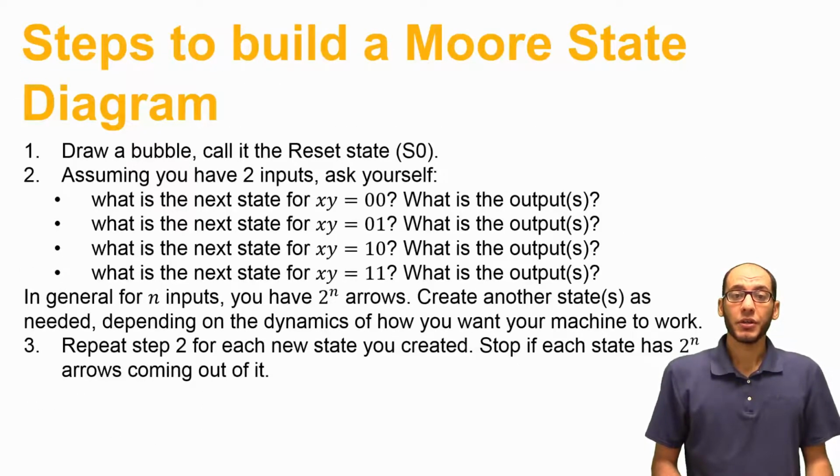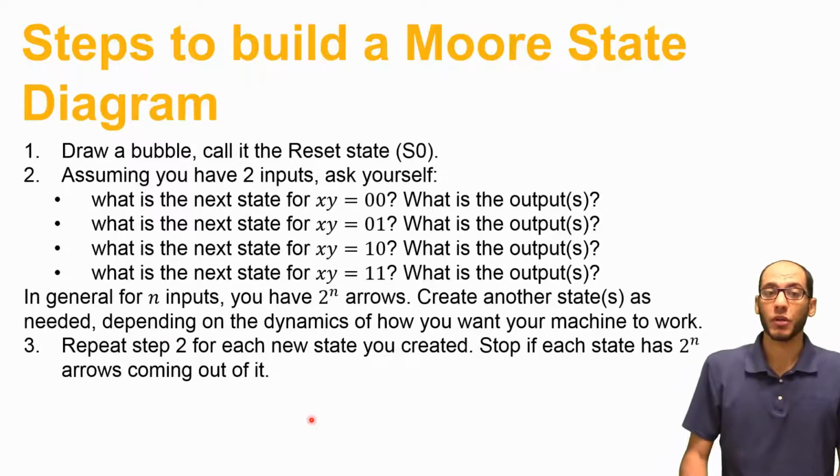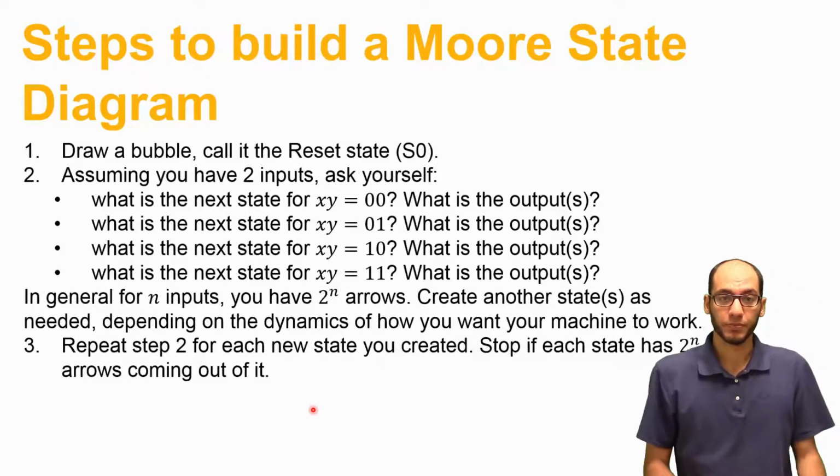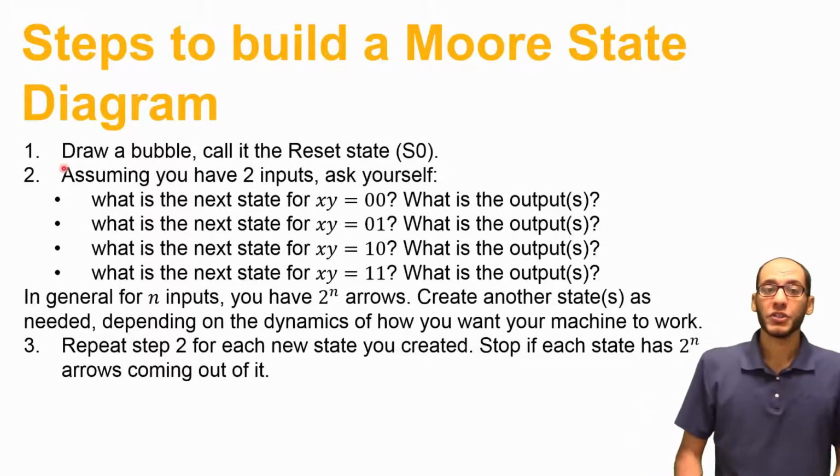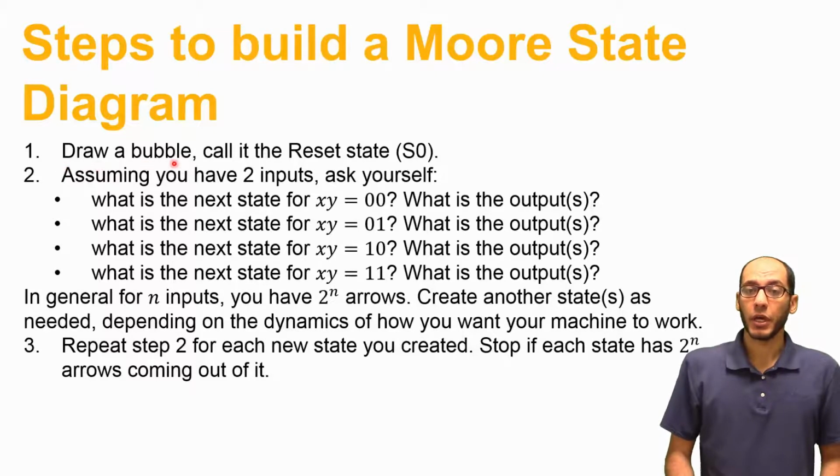So let me recap these steps for you so that you can write them down and find out how to solve any Moore machine problem. The first step is to draw a bubble and call it the reset state, and then you find out what the possible inputs at that bubble are. What are these possible inputs? If you have, for instance, 2 inputs, then x, y might be 0, 0 or 0, 1, 1, 0 or 1, 1.